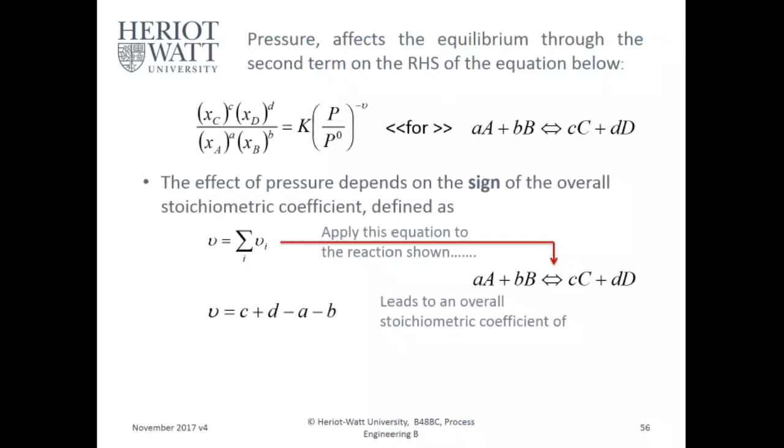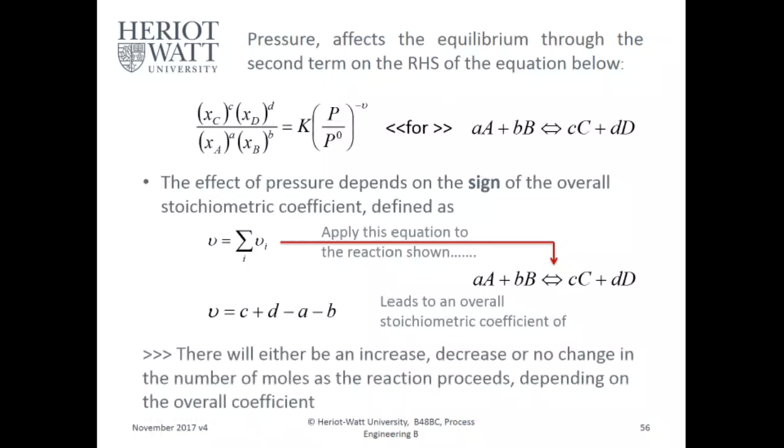Same if you're calculating delta H, your products minus your reactants. And whether something is exothermic or endothermic determines its sign as well. There will either be an increase, decrease, or no change in the number of moles as the reaction proceeds, depending on the overall coefficient. So your overall coefficient determines where your reaction will lead, whether you'll have more products, fewer products, or no change whatsoever.